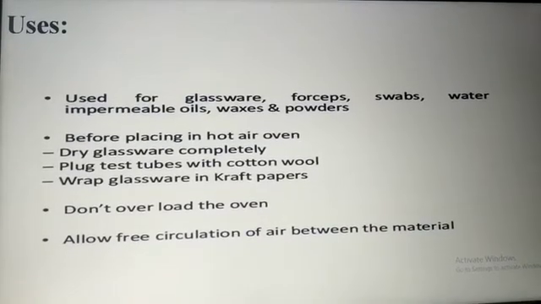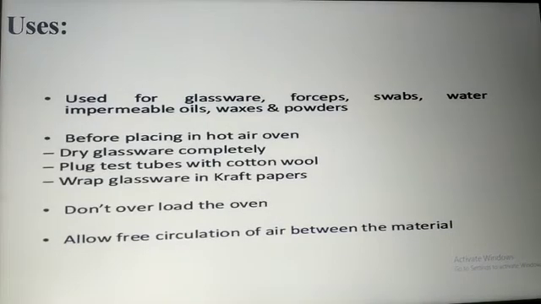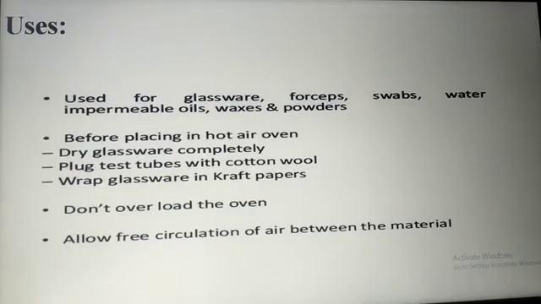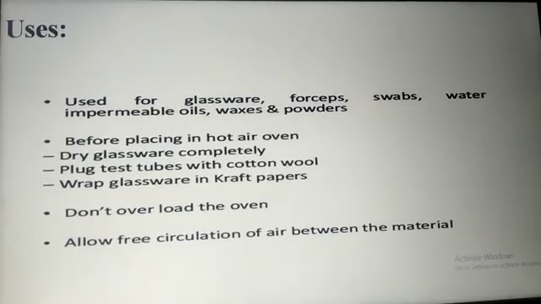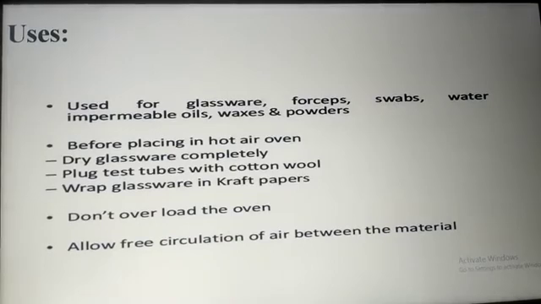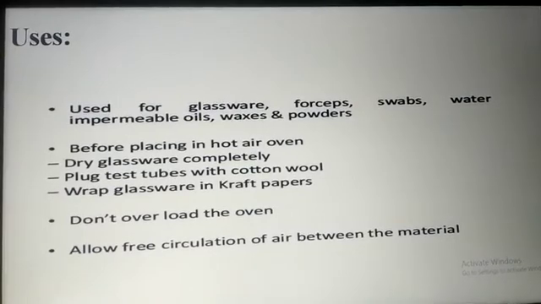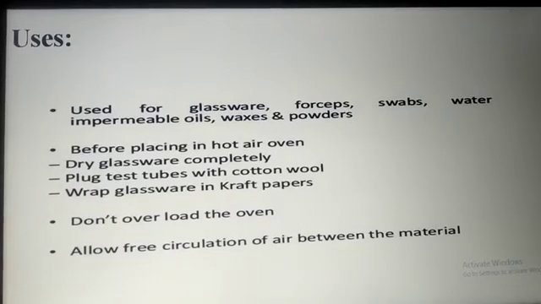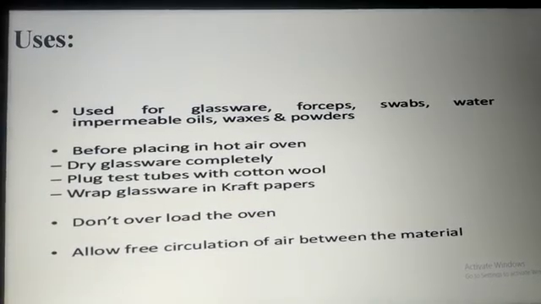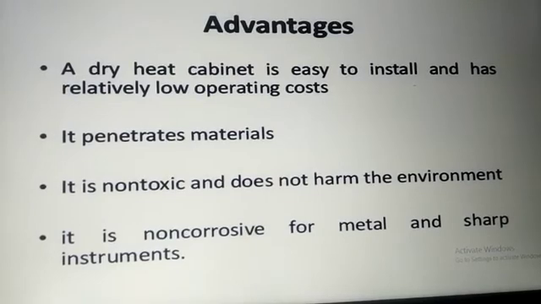Now in this slide we have to know the uses of this instrument. This hot air oven is mainly used for sterilization of glassware, forceps, soap, waxes and powder. And there are other things we should follow before placing items in the hot air oven. Glassware should be completely dry, test tubes should be plugged with cotton wool, glassware should be wrapped with craft paper, and don't overload the hot air oven, which is very important, and allow free circulation of air between the material.